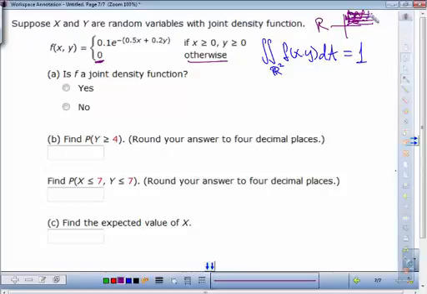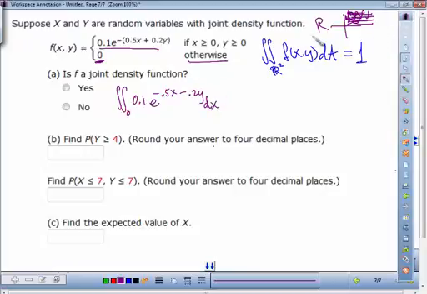So if I were to express this as an iterated integral, my function is going to be this function, 0.1 e to the negative 0.5x, I'm going to distribute the negative sign, 0.2y dx. If I integrate with respect to x, I'm going to go from what to what?